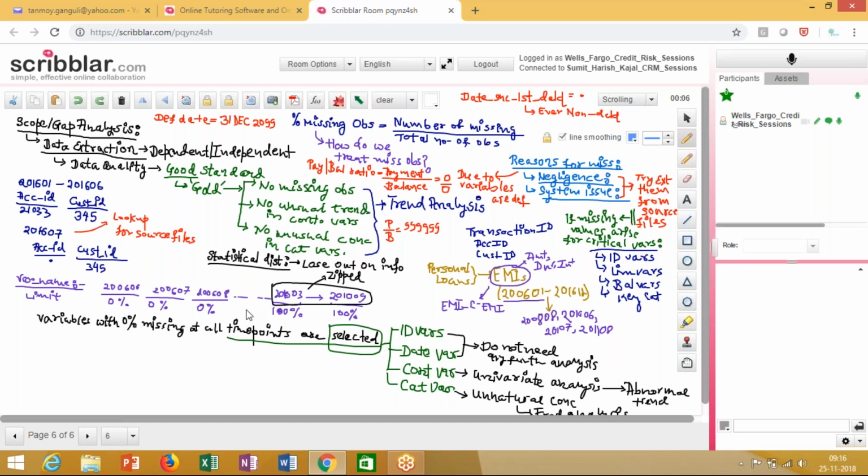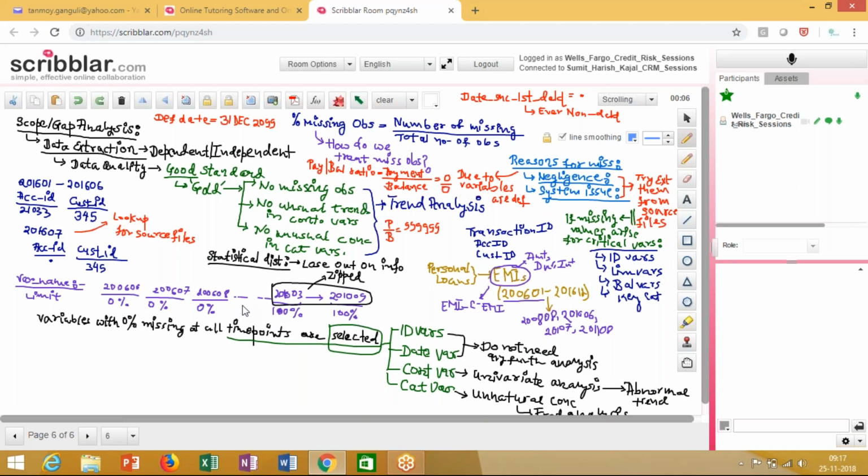Having said that, the next part that we will start working with over here is variables with 0% missing at all time points. After we have assessed all the variables for the missing observations, we will be selecting those variables which have 0% missing. The variables with 0% missing are those variables which have their value recorded at all time points. Now, for these variables which do not have any missing observations, what we do is we have multiple variables.